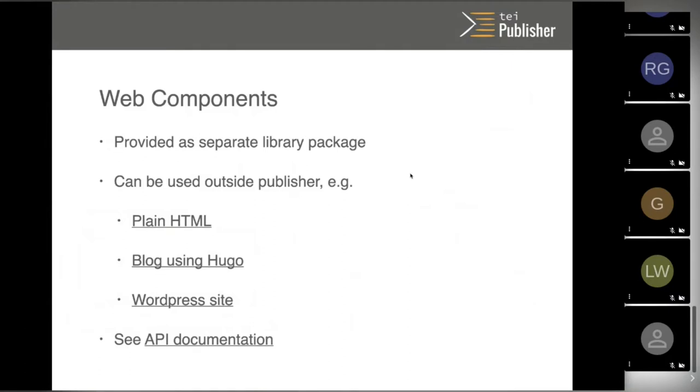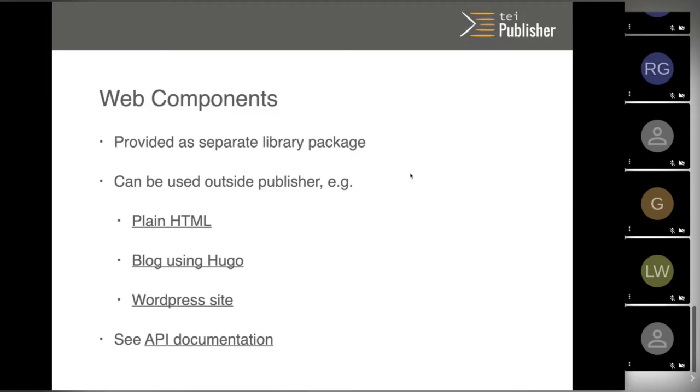So just to summarize, web components are provided as a separate library package via this NPM service. They can also be used outside Publisher. The web components do not directly need to run on TEI Publisher or even on eXist. They just need to be able to talk to an instance of TEI Publisher or eXist running somewhere, but it doesn't matter where this somewhere is. It can be a different server in a different country. The web components don't mind.